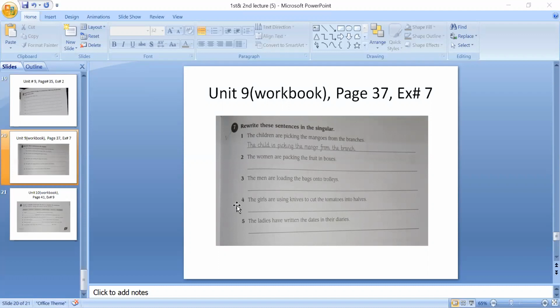Teacher, who has put on the song? What? The song. Students, focus on your lecture, please.